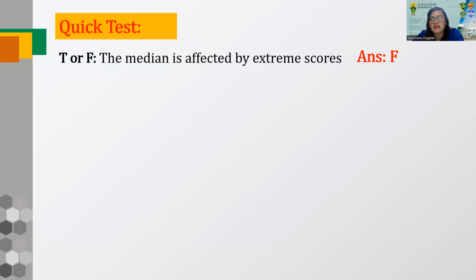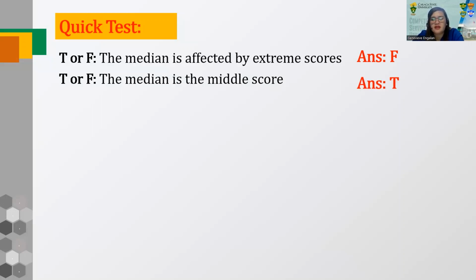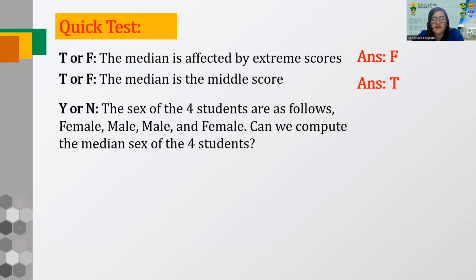False. Okay, as I said before, it will not be affected even if we add a sibling there. Okay, the median is the middle score. True. Okay, the sex of 4 students are as follows: female, male, male, female.